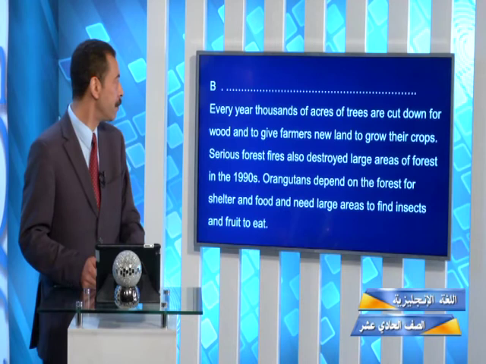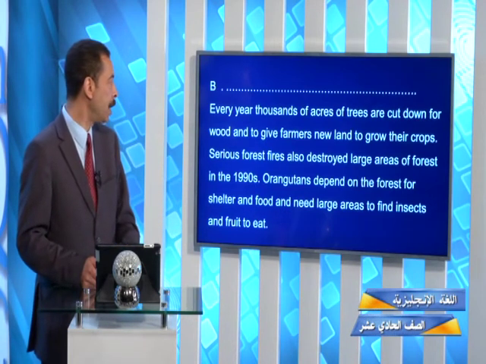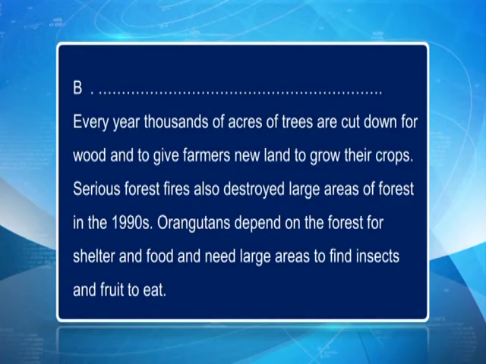Our second paragraph, we have a starting sentence, which is the topic one. Every year, thousands of acres of trees are cut down for wood and to give farmers new land to grow their crops. So this sentence talks about cutting trees. Serious forest fires also destroyed large areas of forest in the 1990s. Orangutans depend on the forest for shelter and food and need large areas to find insects and fruit to eat.